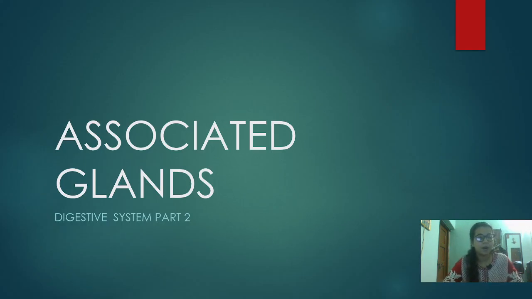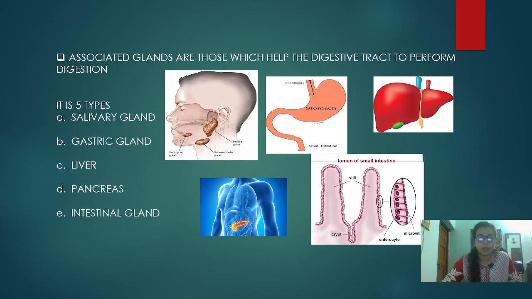So in the last part of the video we have discussed the digestive tract, or basically the alimentary canal. As I have told you, in this part of the video we are going to discuss the associated glands. So what are associated glands? Let's begin. Basically, in simple words, the associated glands are the ones which help or associate the alimentary canal in performing its function.